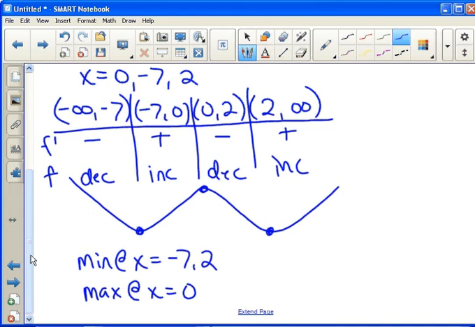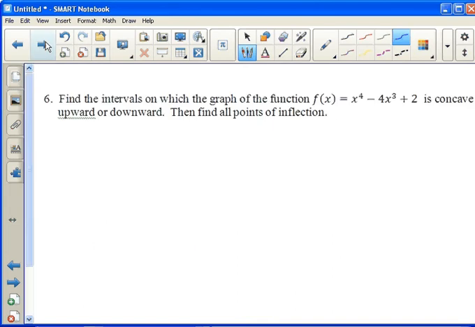For number 6, find the intervals on which the graph of the function is concave up or down and find points of inflection. We follow the same pattern and process we did in number 5, but with the second derivative. Concavity and points of inflection are going to come from the second derivative. So the second derivative here will be 12x squared minus 24x.